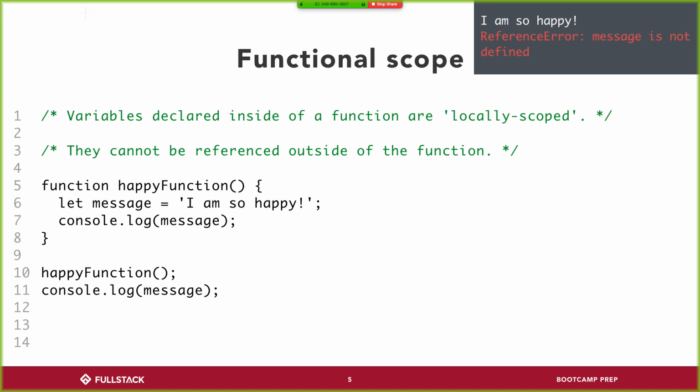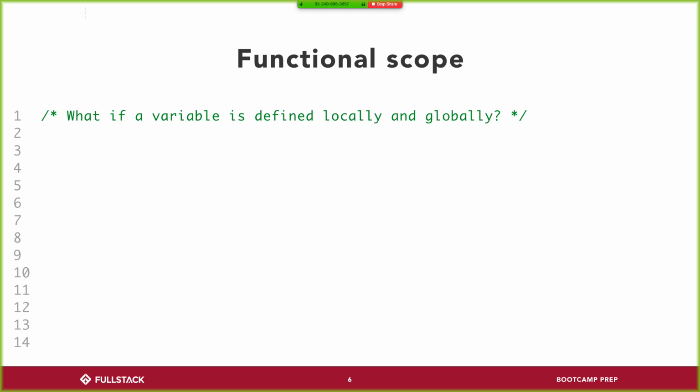So it actually logs when we first call that function because message is available within the local scope of happy function, but it's not available outside of the scope. So yeah, basically with scope, you can, for the most part, access outside in, but you can't really access inside out. And that'll become more clear as we get further into this.